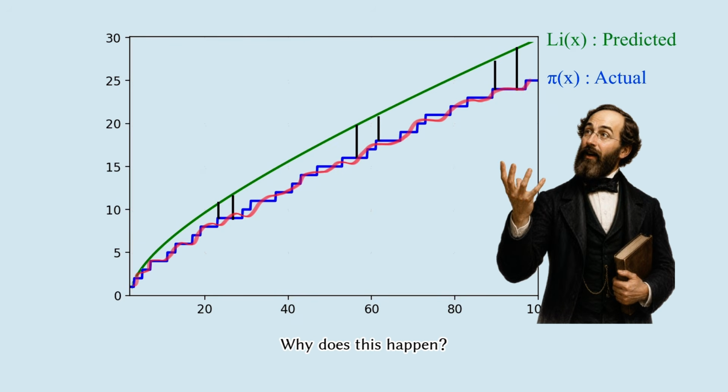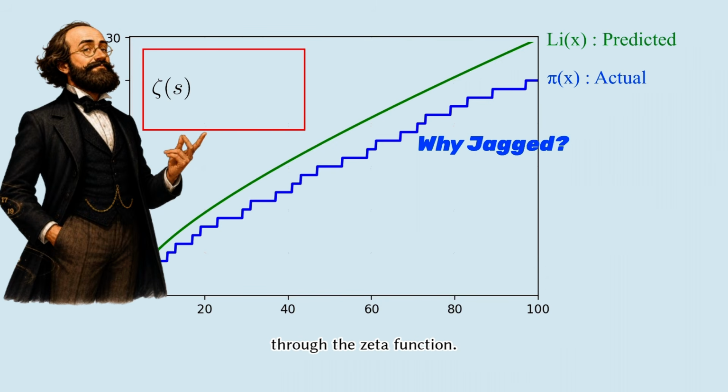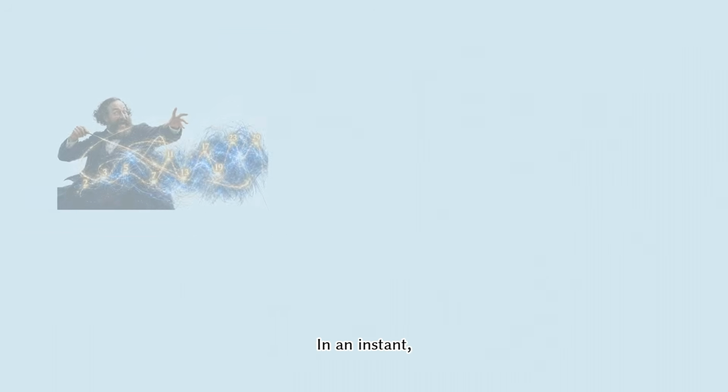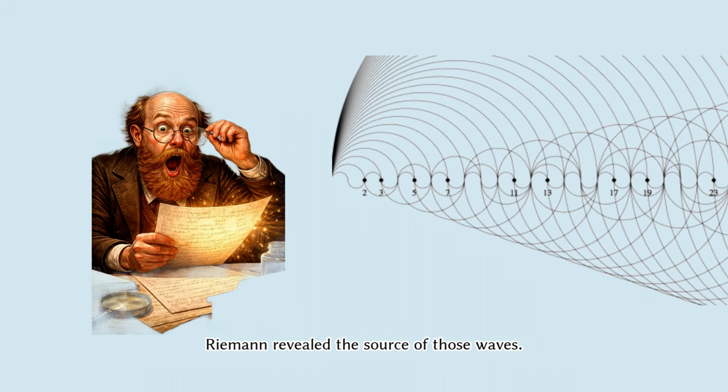Why does this happen? Why is the prime count so jagged? Riemann finally uncovered the answer through the zeta function. In an instant, primes became waves. Riemann revealed the source of those waves.